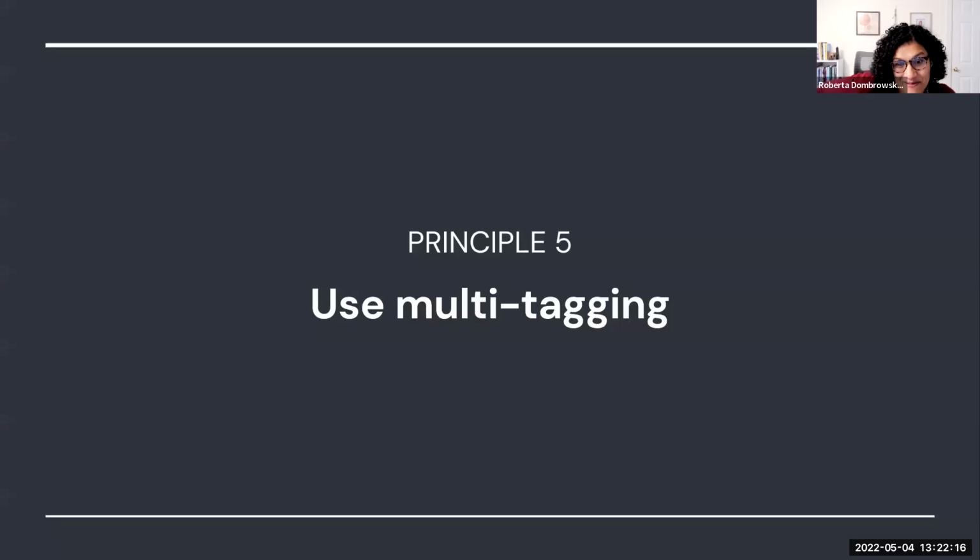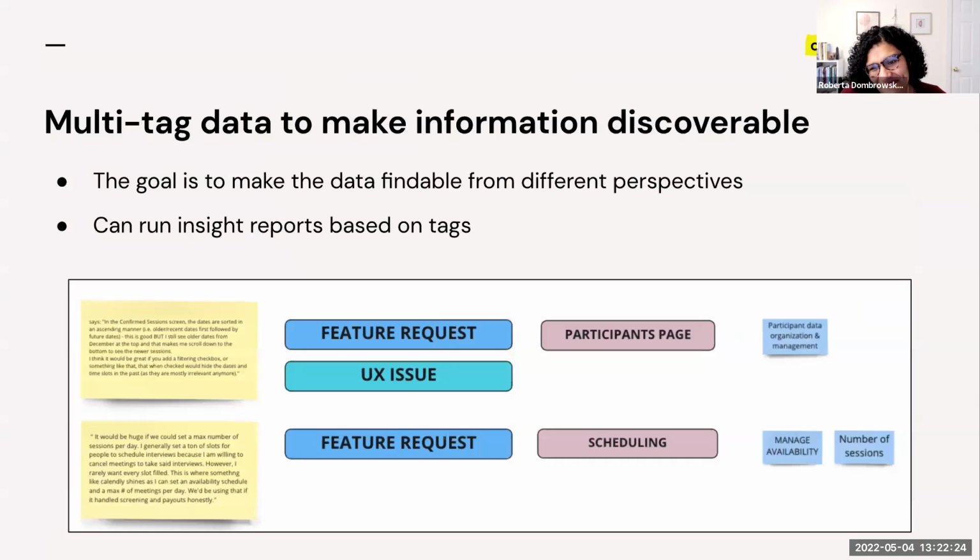Which brings us to principle 5, which is use multi-tagging. Super important. Sina, if you can share the next slide. Yes. So one of the things is that by using multiple tags, you can actually make the data that's in your research repository more accessible, more searchable, findable for the team.